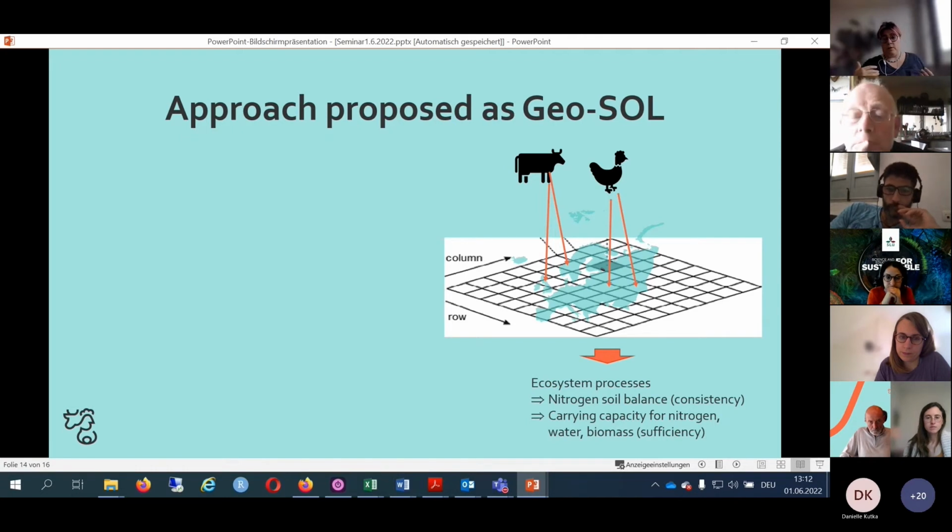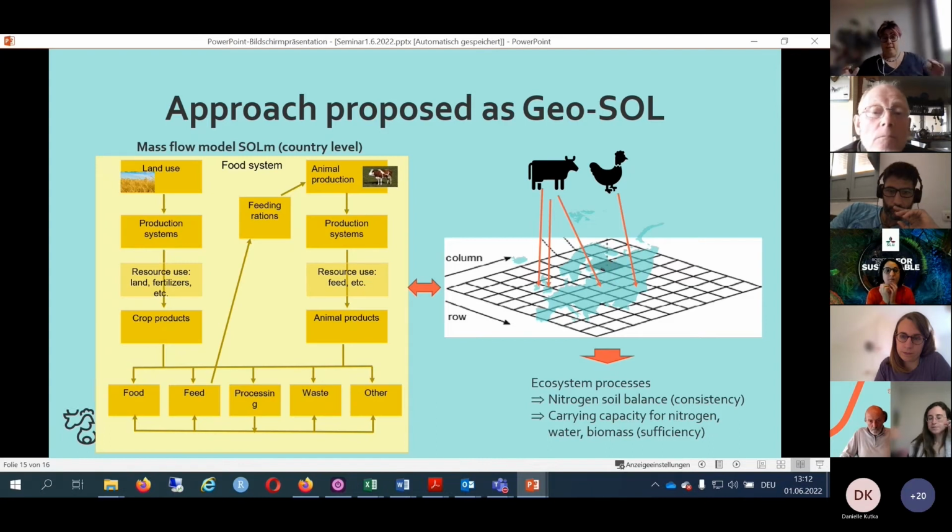Well, we can do this, but that's not very useful because it doesn't allow us to run scenarios, and therefore we propose to hang it, make it as an add-on to what is already existing as the SoL model, which is a mass flow model that allows us to run scenarios in the food system, so that we can say how these new metrics would change as the food system is changing.